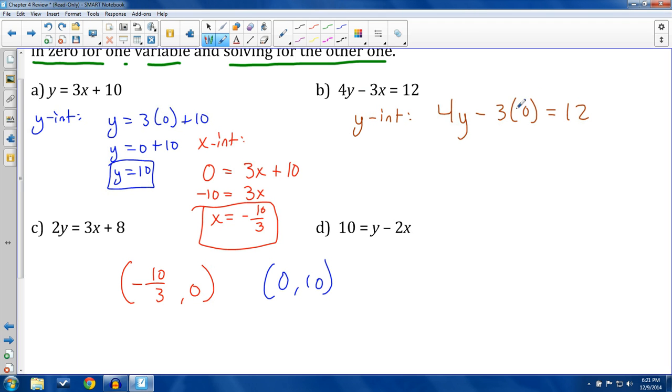Okay, but did I really have to do this step? If x equals 0, won't this just go away anyway? Yeah, this will just go away, and you'll just get 4y equals 12, and then you have to divide by 4. You get y equals 3.